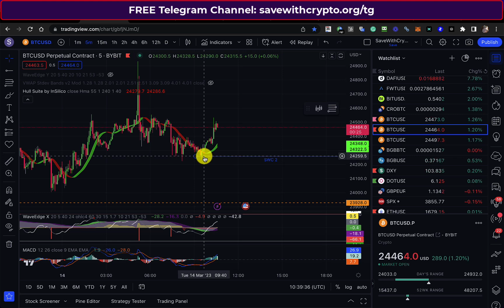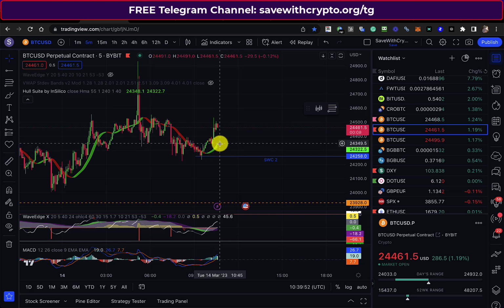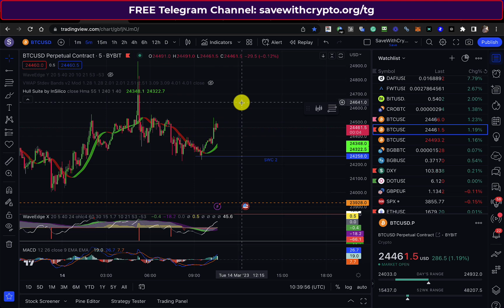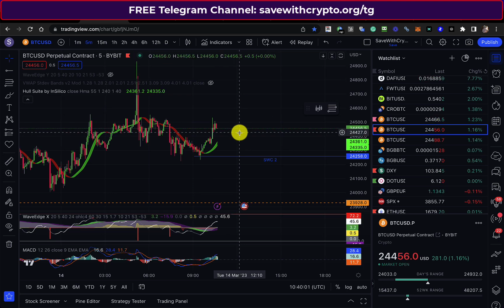I'm not planning on being long for a long time, because I think at some point we're going to get a bit of a pullback, given we've had such a climb in the price over the last few days. But while this Hull Sweep band is nice and green, I'm fairly confident the price will go up for a bit. It might not go up for a long time, but at the moment I think it will.